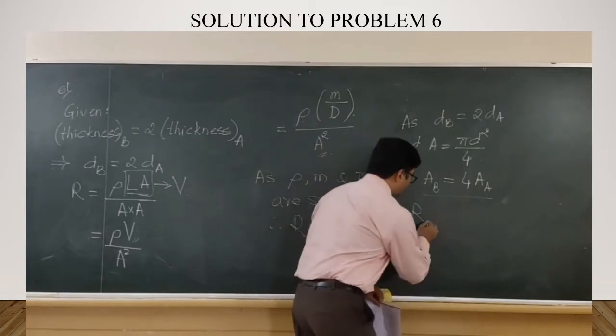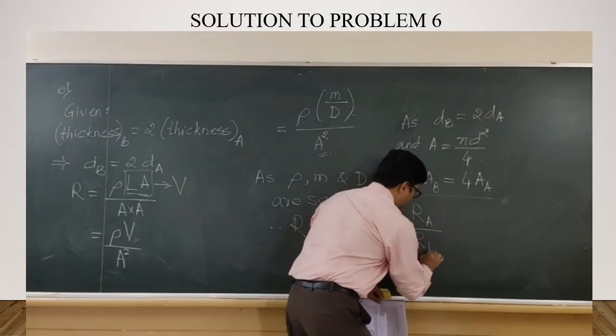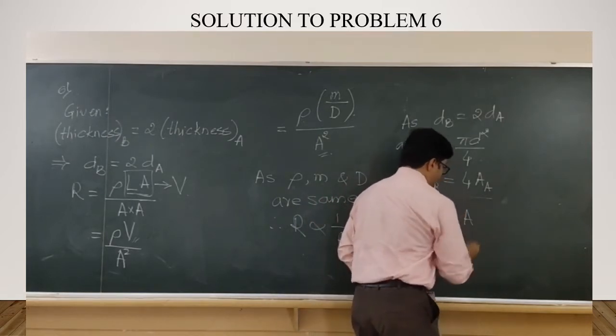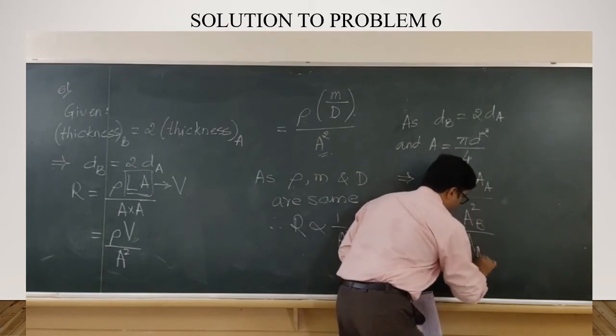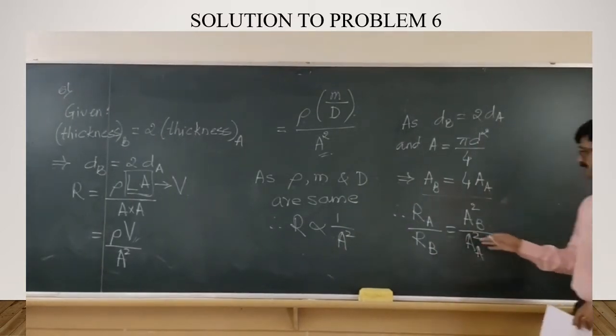So here what I get is RA by RB is equal to AB square divided by A square, because inverse proportionality is there, no? So for that reason, okay.